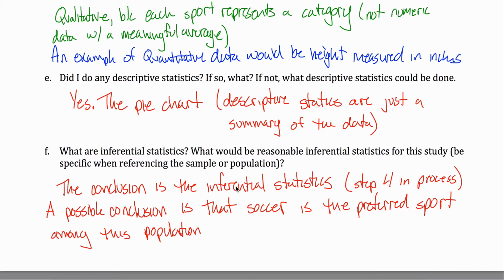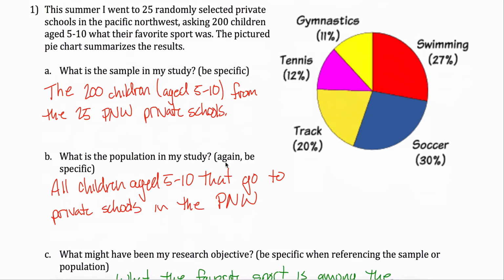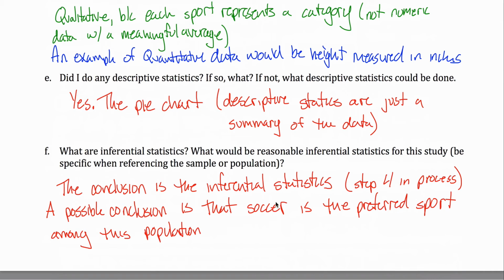You'd be wrong if you said in my sample of 200 children, 30% of them like soccer, or the sport that had the most love among these 200 children was soccer. That's 100% true, but that's not your conclusion, right? That's what you learn from the data. But your conclusion is not about the data, it's not about the sample, it's about the population. So it's really important that you make this point that this is among this population.